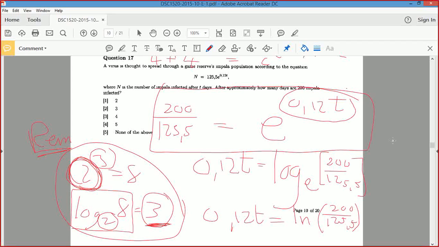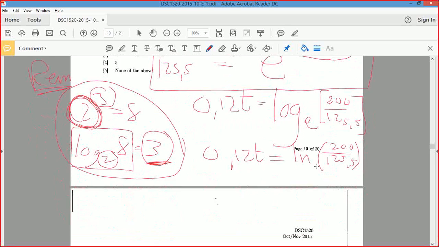I got 0.466. Okay, so yeah, 0.12t equals 0.466. Yeah, then you divide. So won't you say 0.466 divided by 0.12? Which is? Which is 3.88. Option 3, yes, 4 days. Good.